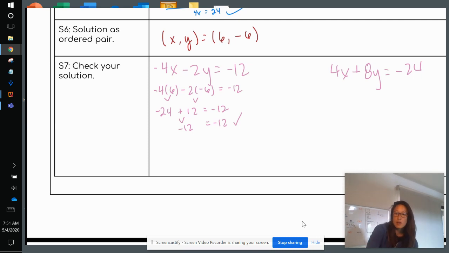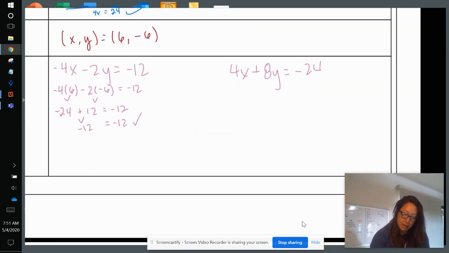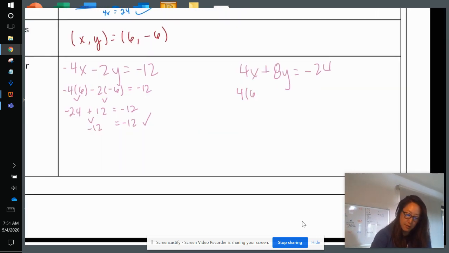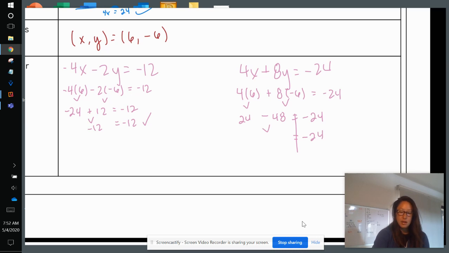Again, if it doesn't verify, you have to go back and do the problem again. All right, so here we go. 4 times 6 plus 8 times negative 6 equals negative 24. So I get 4 times 6 is 24 minus 48 is equal to negative 24. So 24 minus 48 is negative 24. So again, verifies. So what does that mean? 6, negative 6 is my solution.